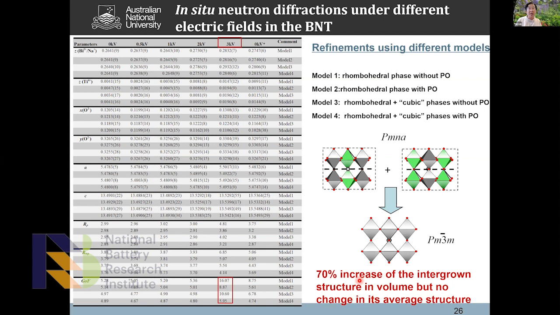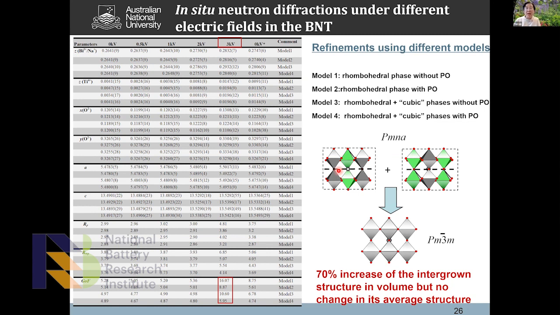So that tells you that when you apply an electrical field, you introduce the largest strain change and the polarization change. Actually, your average structure doesn't change. So it came from octahedral tilt.